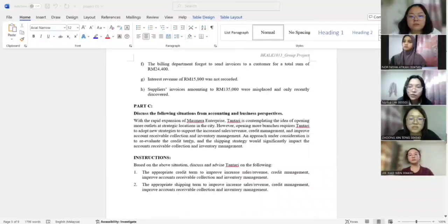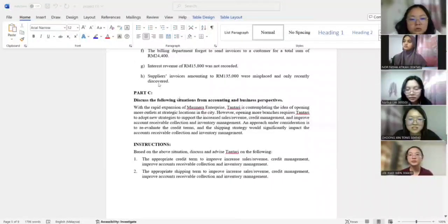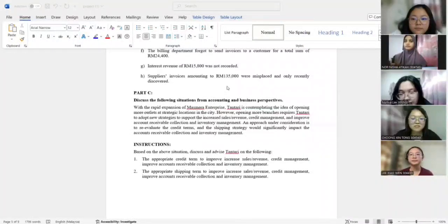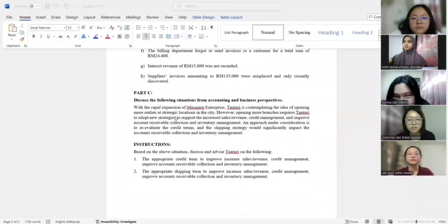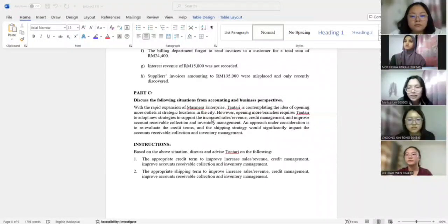Okay, that's all for me. So let's go to part C. Okay, for part C, as we can see, based on the above situation, we need to discuss and advise the Thundery Enterprise. First is the appropriate credit term to increase sales or revenue. Do you guys have any answer for that?